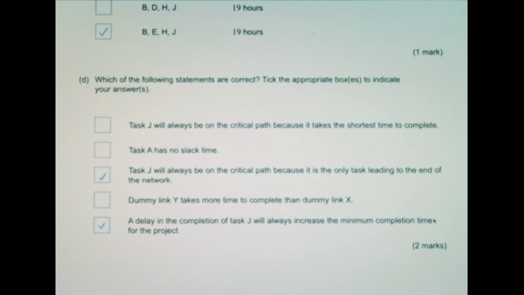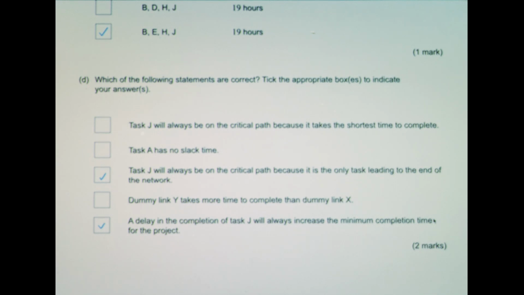Now, they were to tick the box or boxes to indicate correct answers. In this case, it's similar to the question that was asked earlier about the critical paths, and if there was 2 critical paths and 2 marks, or 1 critical path and 1 mark. There's 2 marks here, so we were expecting 2 boxes to be ticked. Okay, and you can read through the options there.